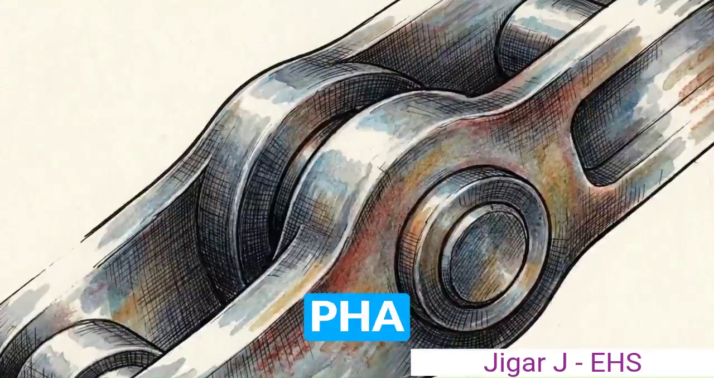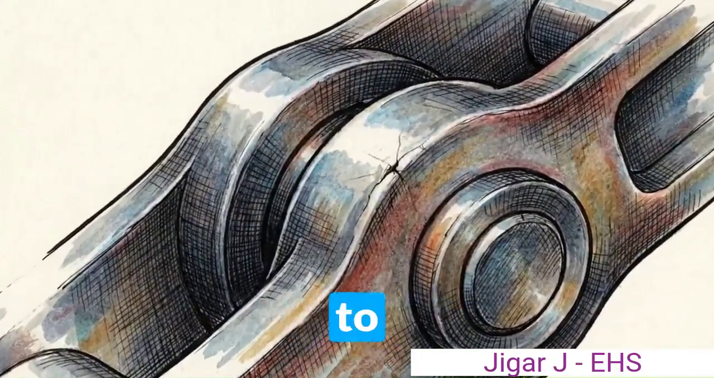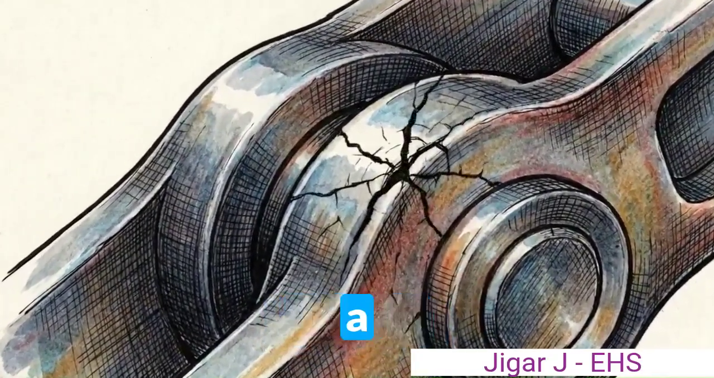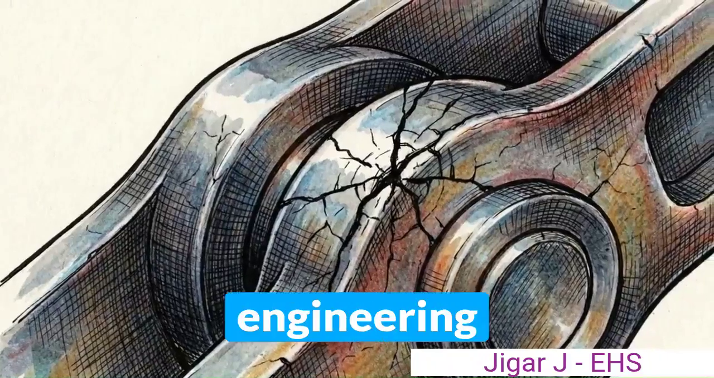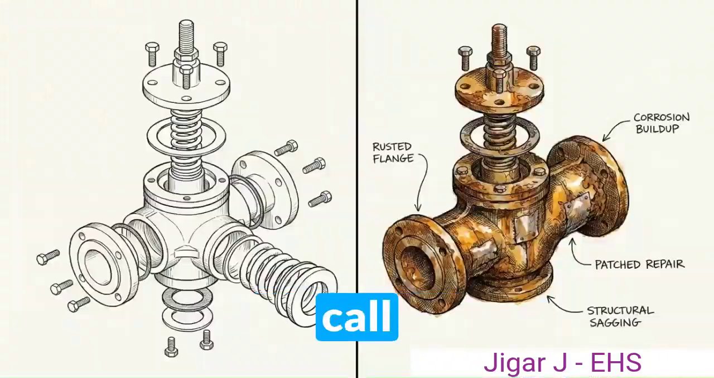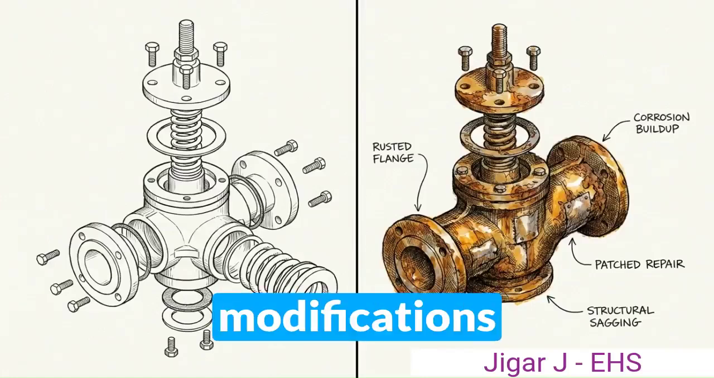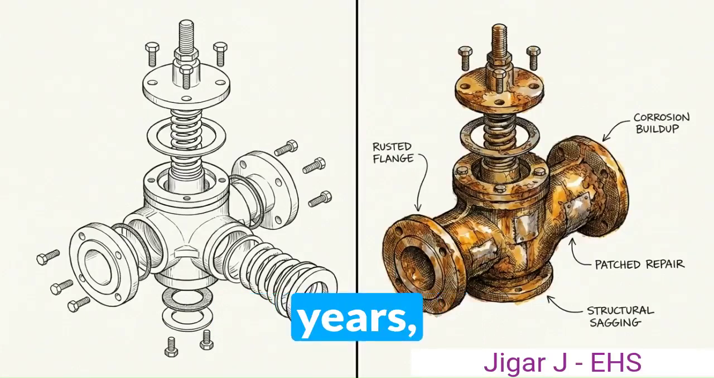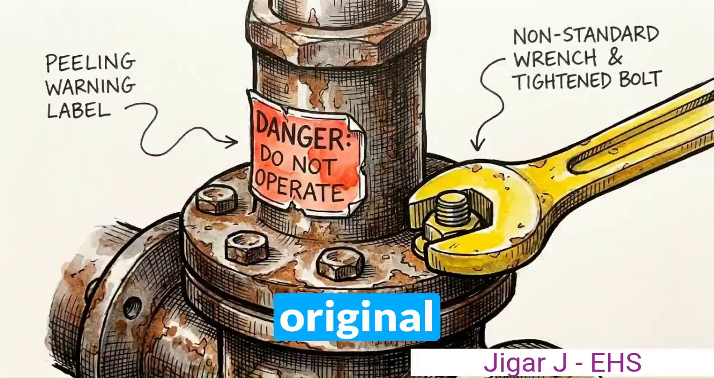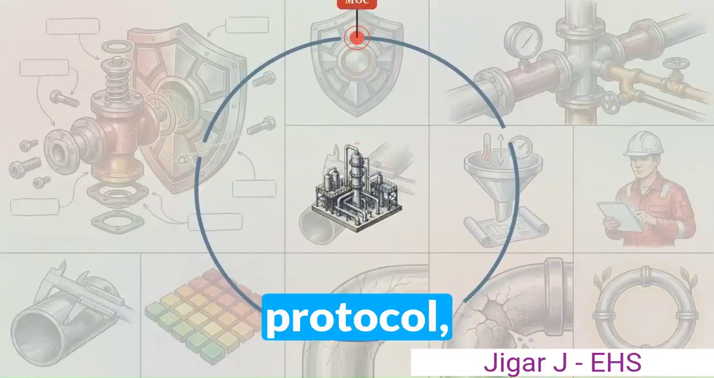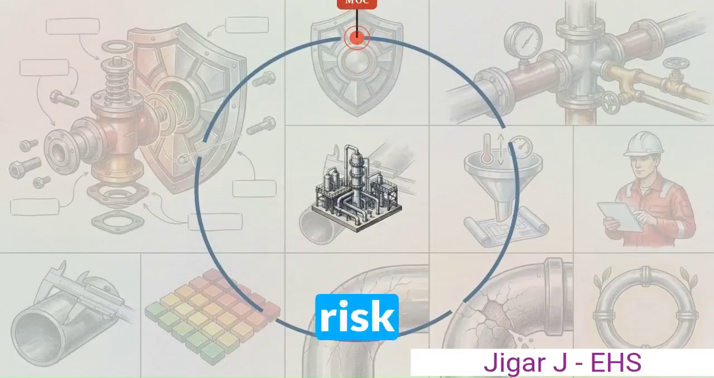The moment a PHA is finalized, it begins to age. The physical reality of a facility instantly drifts from its engineering blueprints. Engineers call this creeping change. Tiny, necessary daily modifications accumulate over months and years, gradually warping the original safety design intent. Routine tweaks trigger a management of change protocol, feeding data back into the risk model.